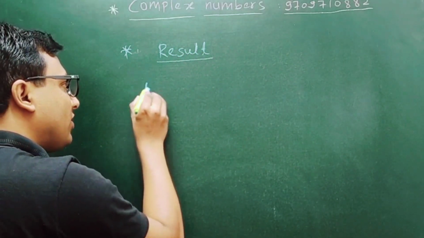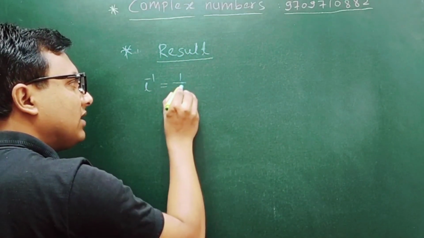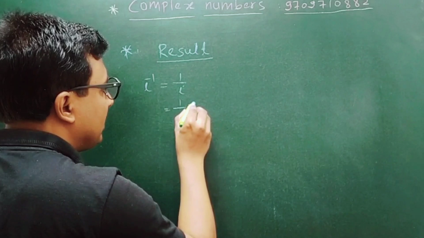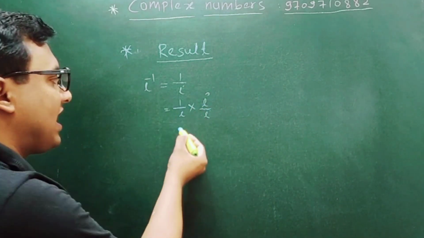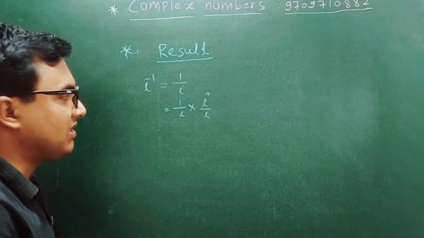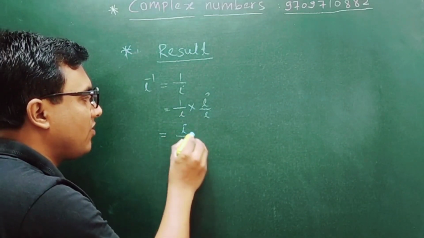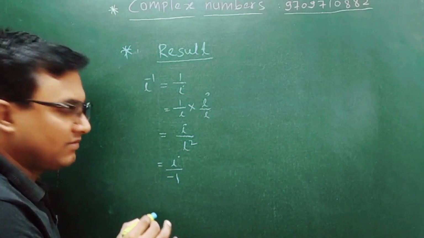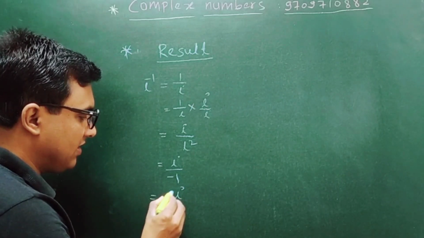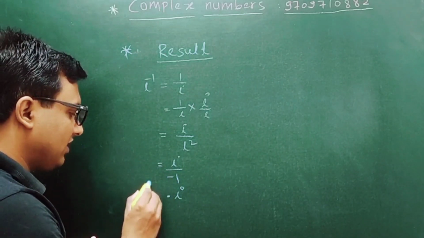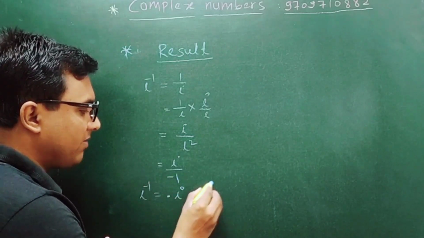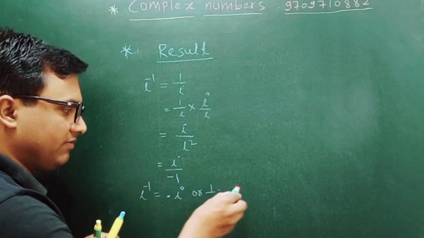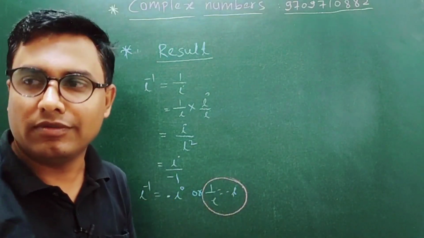Result: 1 by iota, that is iota to the power minus 1, is written as 1 by iota. 1 upon iota is written as iota by iota squared, that means iota by minus 1, that means minus iota. Iota to the power minus 1 is equal to minus iota, or 1 by iota is equal to minus iota. Always remember this result. This is very useful for you.